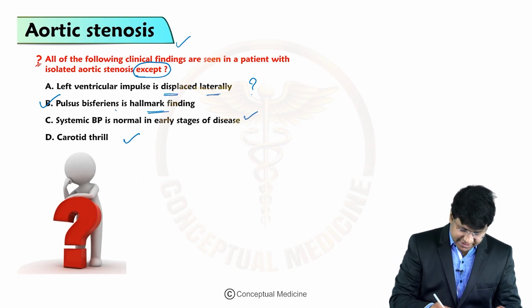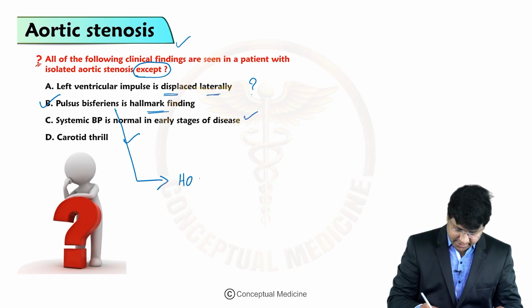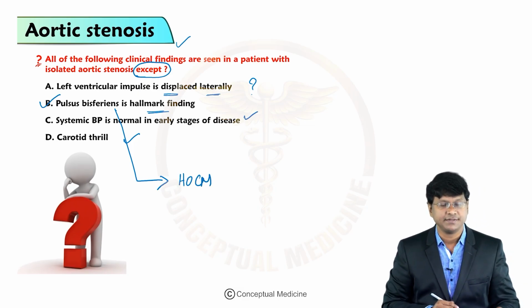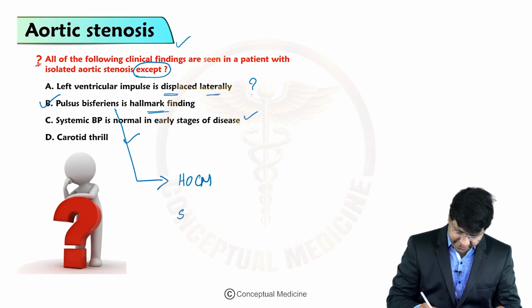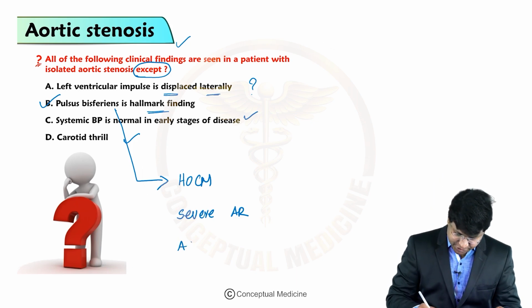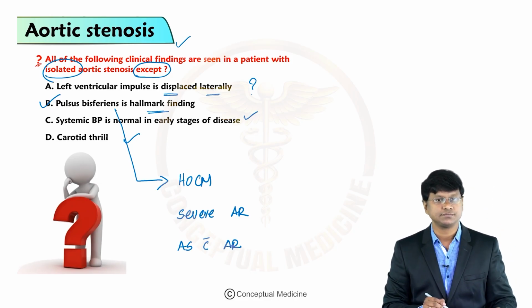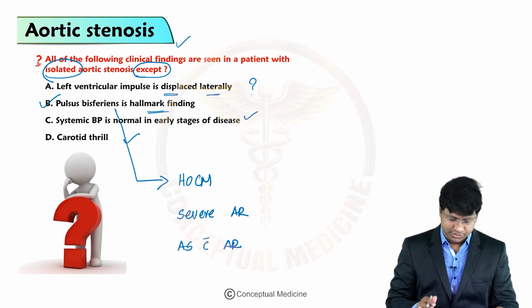And where do you see this pulsus bisferiens? Pulsus bisferiens is seen in patients with hypertrophic obstructive cardiomyopathy, right? It is seen in patients with severe aortic regurgitation, and it is seen in patients with AS with AR. But what is the question asked? Isolated aortic stenosis, right? Isolated aortic stenosis. Next question.